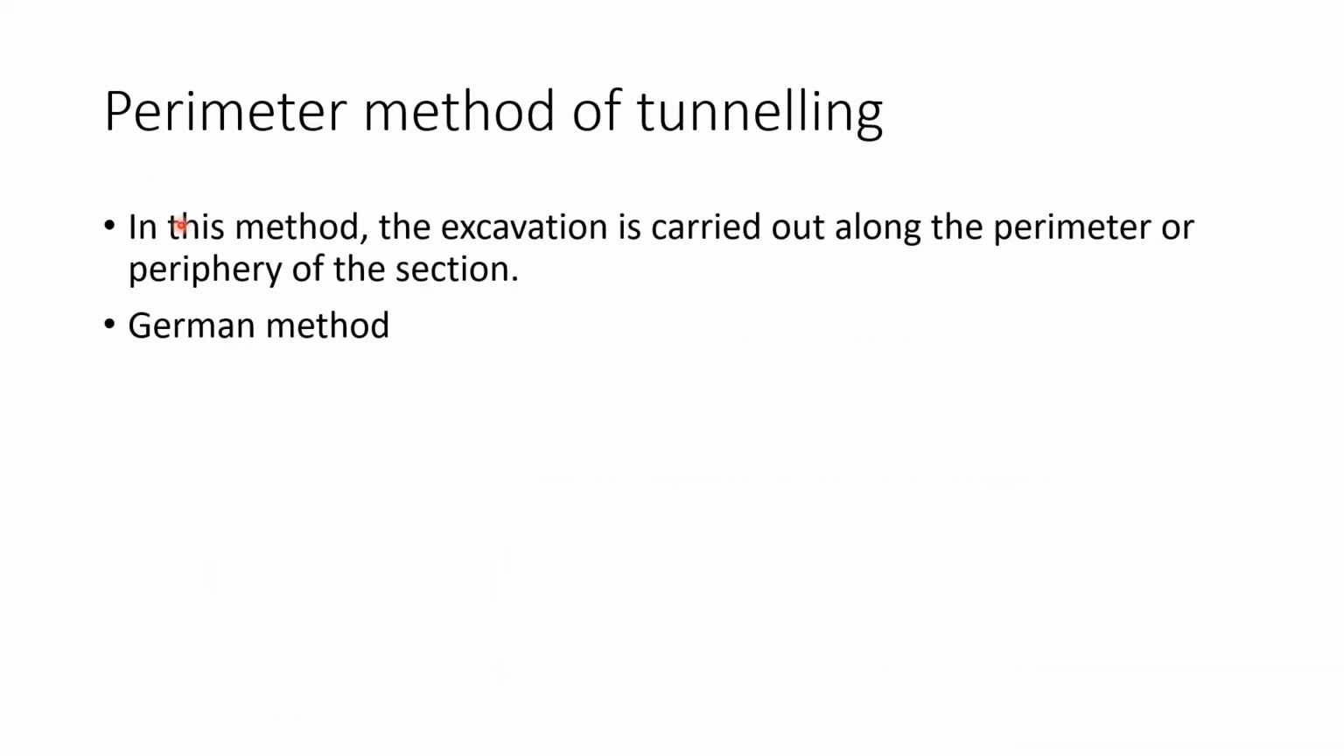The perimeter method of tunneling, also known as the German method. In this method, the excavation is carried out along the perimeter or periphery of the section. For example, if you want to construct a circular tunnel, then the excavation process is carried along the perimeter or periphery of the section. So that method is what is known as the German method or perimeter method of tunneling.